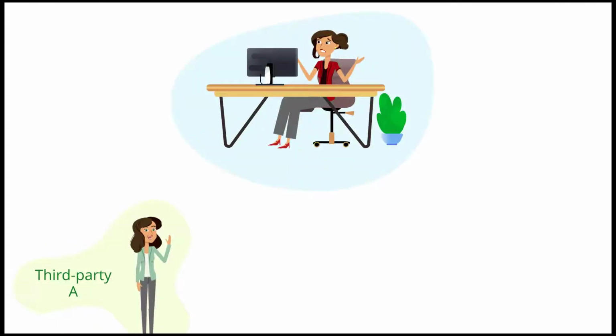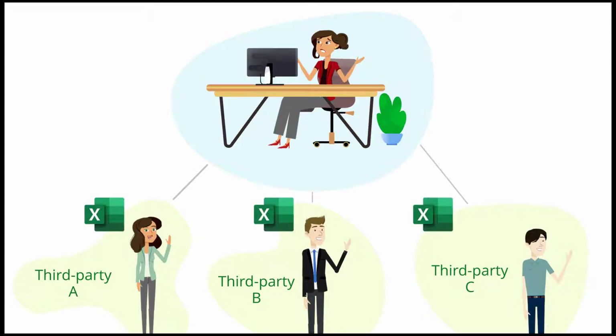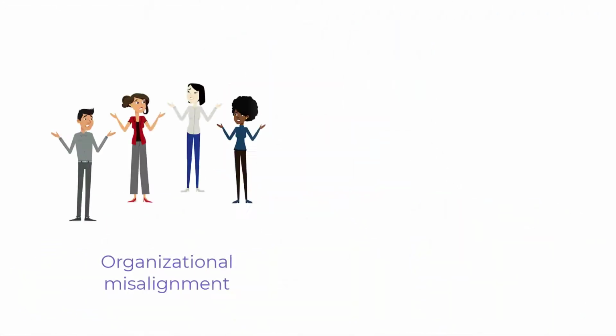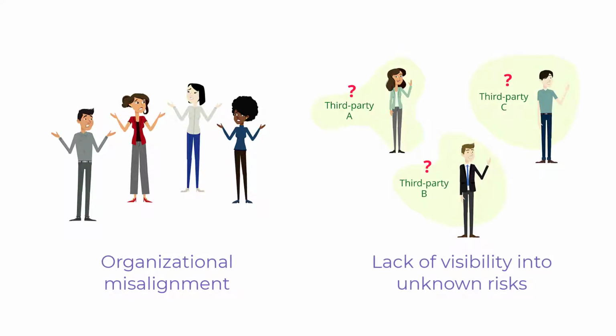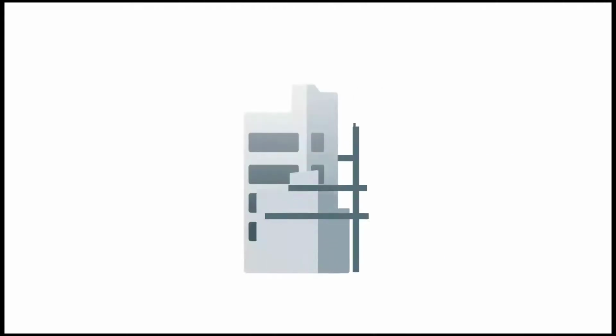Third-party asset management often involves managing third parties manually in spreadsheets or disjointed systems, and an uncertainty of how to quantify a third party's value to the business. This can lead to organizational misalignment and a lack of visibility into unknown risks. Without a centralized inventory of third-party assets or knowing an asset's business value, it's difficult to have a clear understanding of the organization's potential vulnerabilities.